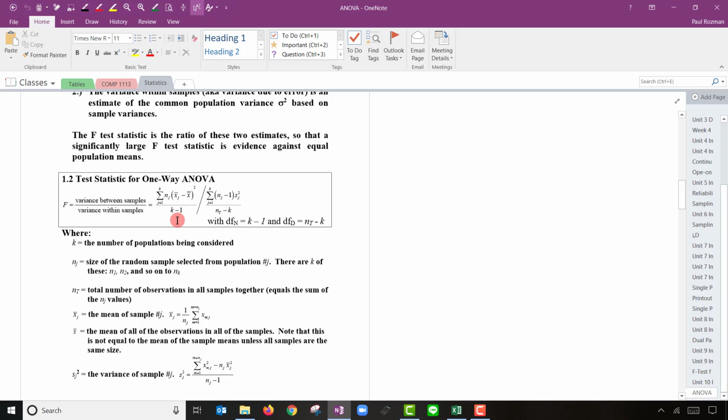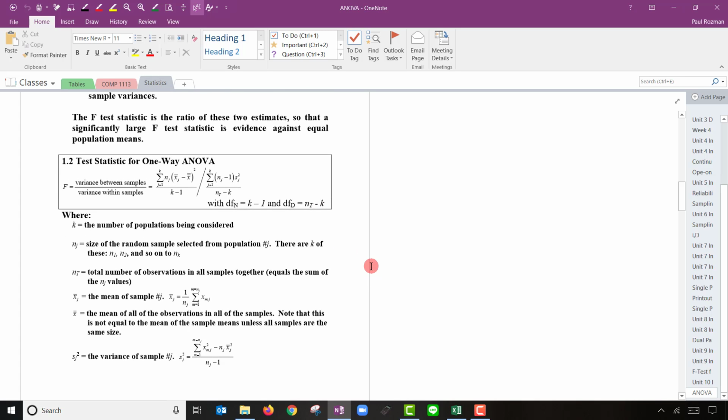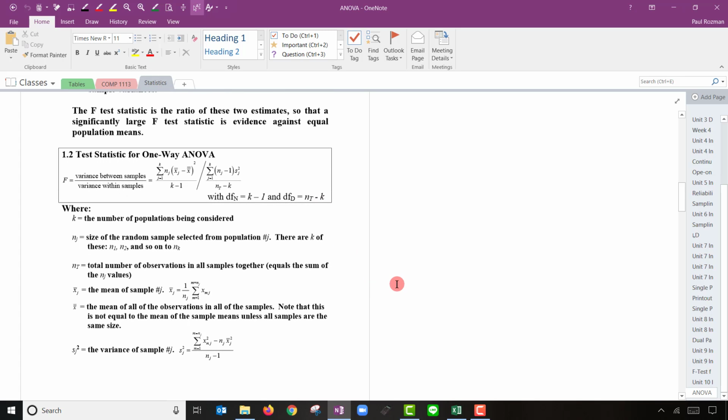The degrees of freedom of the numerator are basically the number of groups minus one. And the degrees of freedom of the denominator, again, will be the total number of values in total minus k, where k is the number of categories or populations that we're looking at.